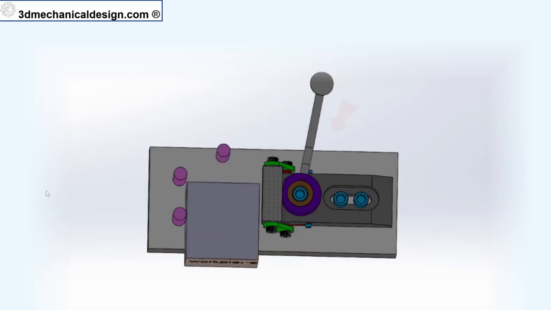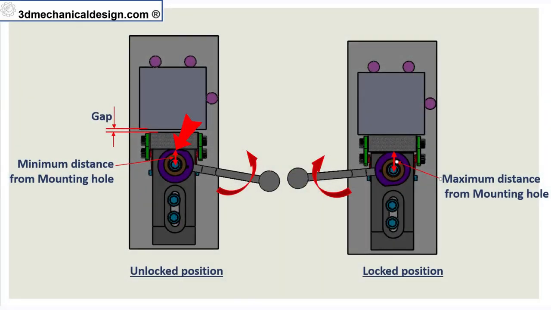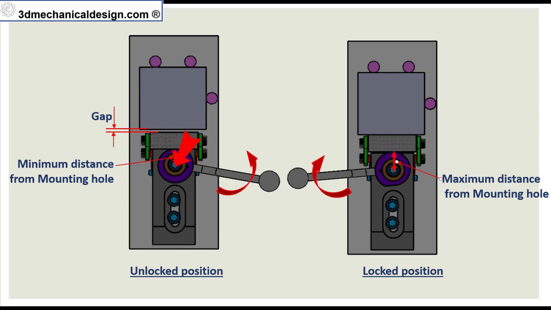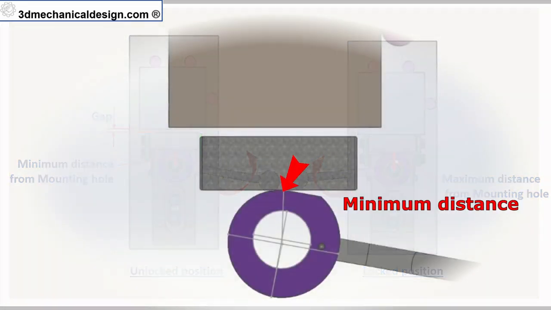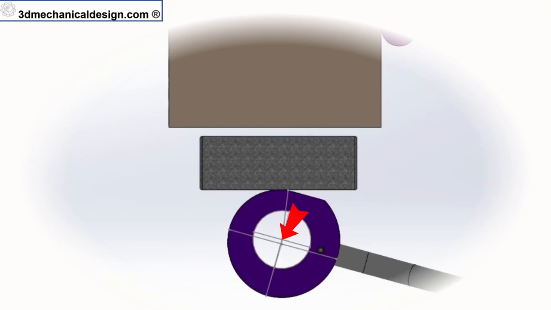The horizontal cam-operated clamp mounts from the top with two screws. As diagrammed, these cams have a mounting hole positioned off-center in the cam lobe. Unlocked position: minimum distance from the mounting hole. Locked position: maximum distance from the mounting hole. The off-center location of the mounting hole produces the radial movement of the cam through its clamping cycle.